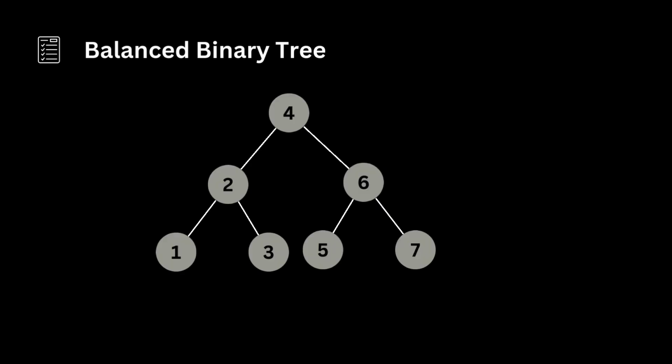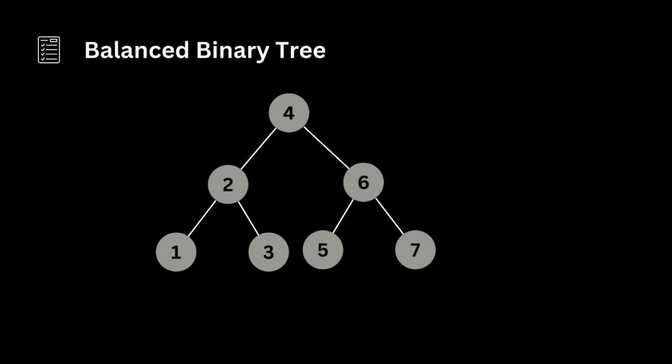Here is the diagram of a balanced binary tree. Root node is 4. Nodes 2 and 6 are at level 1. Nodes 1, 3, 5 and 7 are at level 2. In this balanced binary tree, the height difference between the left and right subtrees of every node is no more than 1. Operations like insertion, deletion and search are efficient due to the balanced nature of the tree.